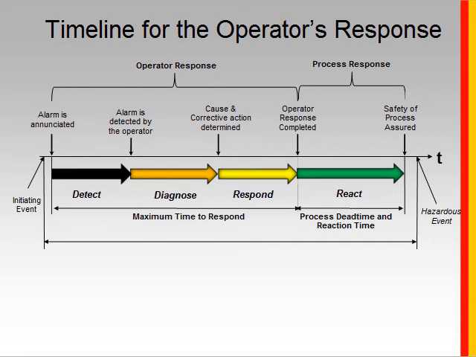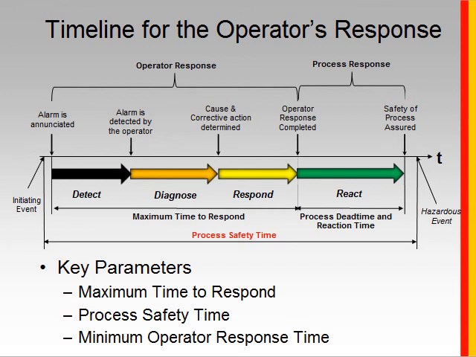And then we'll also look at the maximum time that the operator has to respond in conjunction with the process dead time, and we certainly want the sum of those two time periods to be less than the process safety time. Process safety time is the amount of time between the initiating event and the hazardous event. So let's look now at some of these key time parameters, and then we're going to make some relationships between them that will help us evaluate the efficacy of safety IPL alarms.